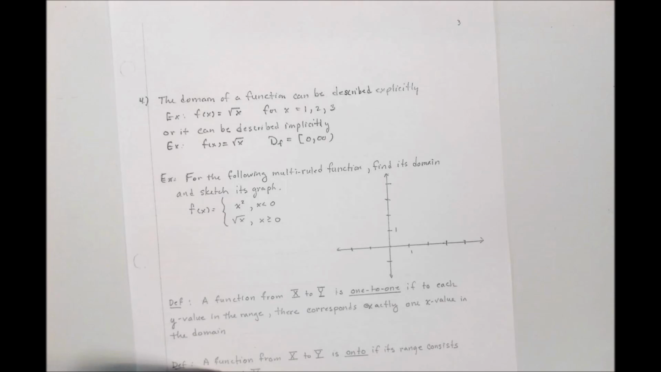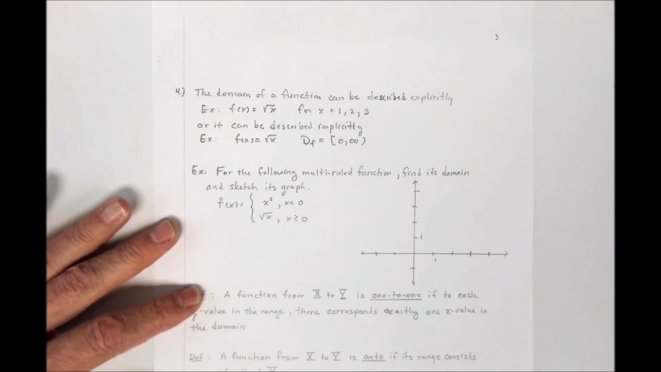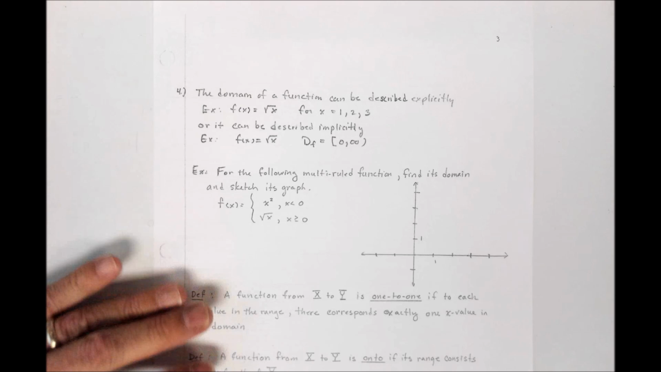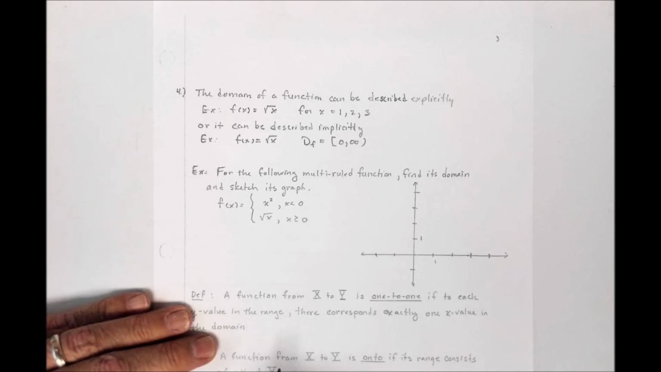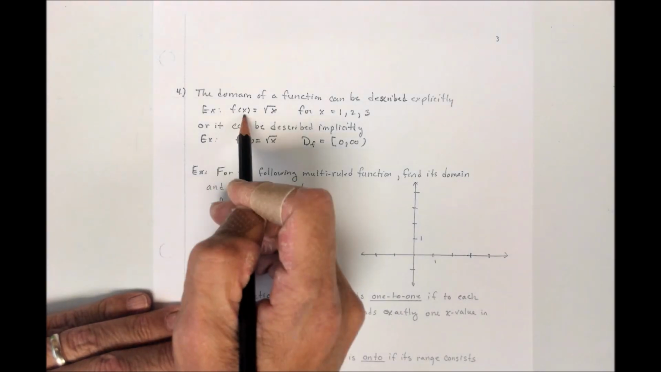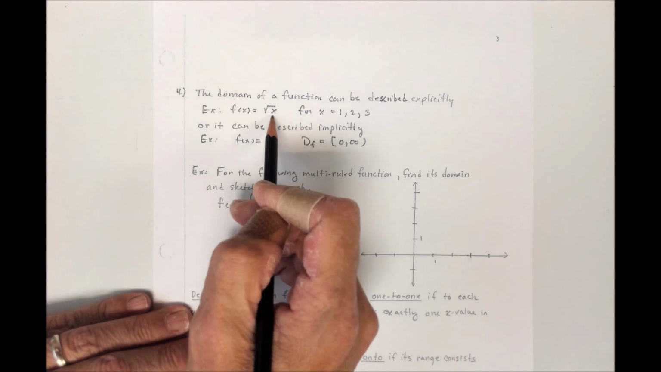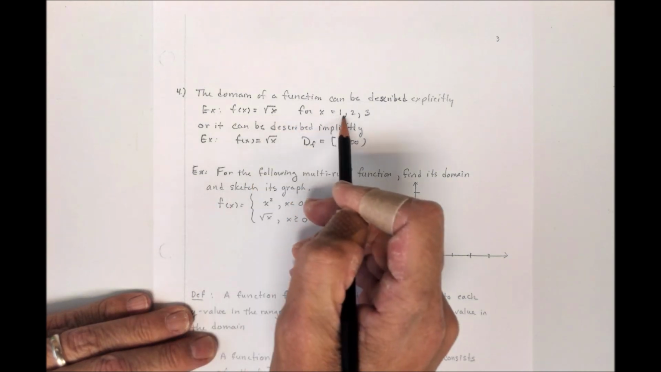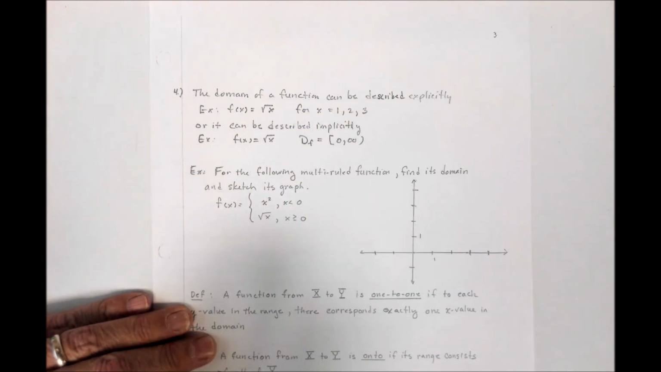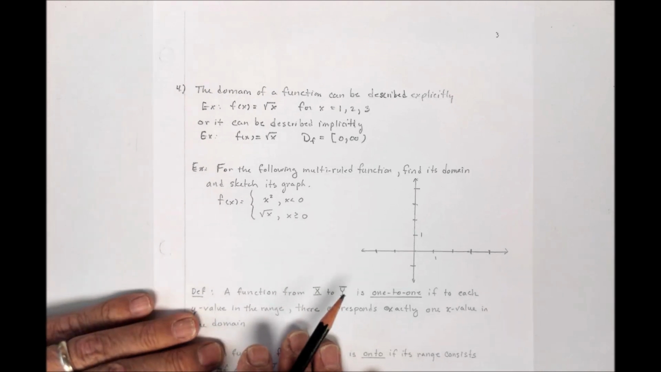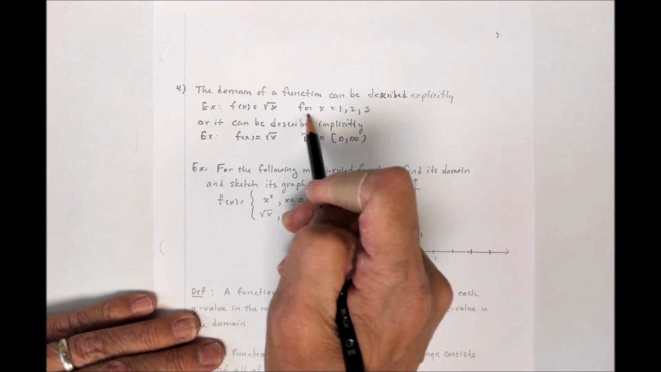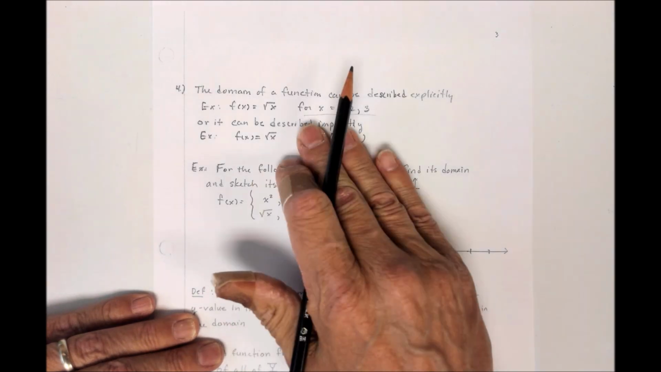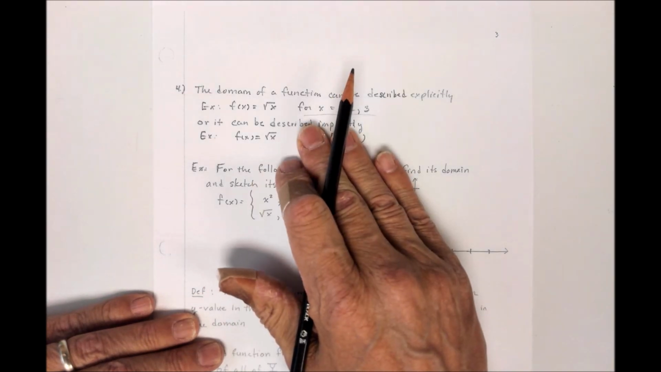All right. Now, when you have a function, you have a domain and you have a range. Now, if the domain is given or is described explicitly, like in this first example, I have the function f of x is equal to the square root of x for all values of x equal to 1, 2, and 3. So I have a limited domain here. Then we say that the domain is defined explicitly. But if they do not give us something like this, they just give us this guy right here, f of x is equal to the square root of x.